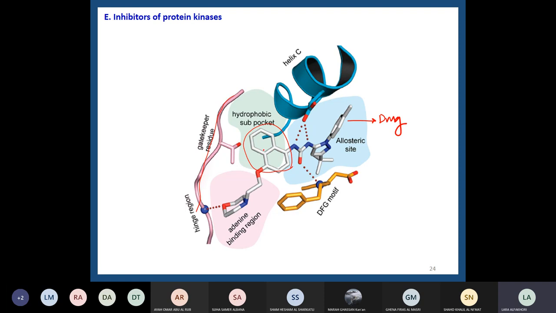A ring system that has the nitrogens is where it will bind in the adenosine binding pocket. And anything that is hydrophobic in nature will access the hydrophobic pocket, and anything more will or can bind into the allosteric site. Okay? Now, look at the DFG motif. Is it in or out? Out. Okay, so is this one binding to the active or inactive conformation of the kinase? Inactive. Is it type 1 or type 2? 2. The inactive is type 2.